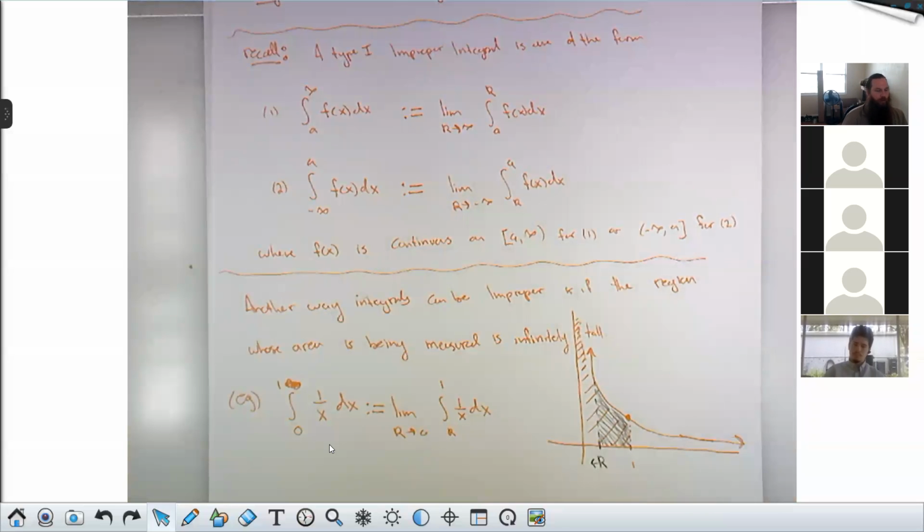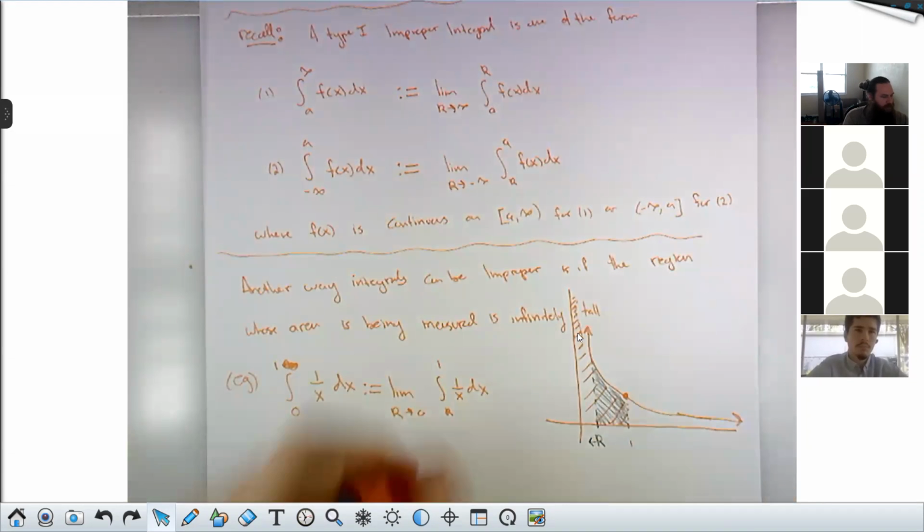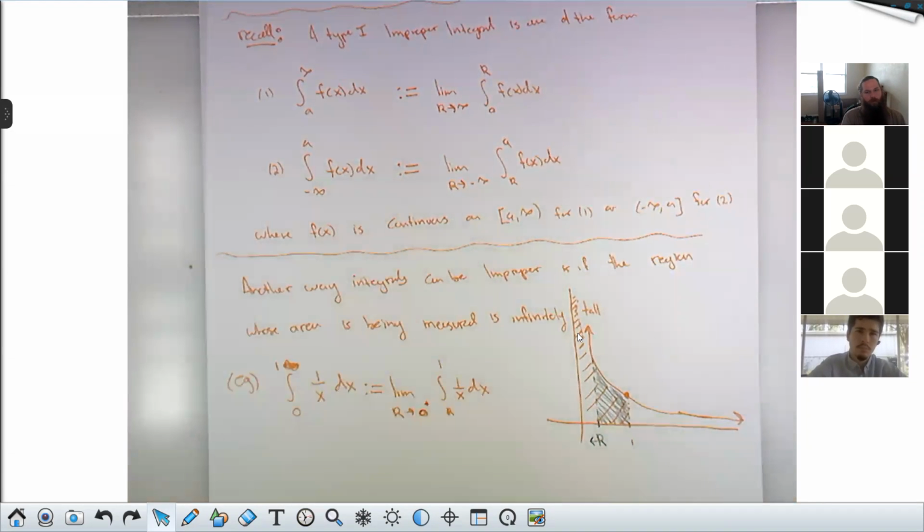Now there's a small catch here. Looking at this picture, I want to send r to 0, but I'm sending r to 0 from the right. I'm not interested in r coming in from the left because that doesn't have anything to do with this region. So the only thing that's a little bit trickier about type 2 integrals is that you have to take these one-sided limits. You have to be a little bit careful.